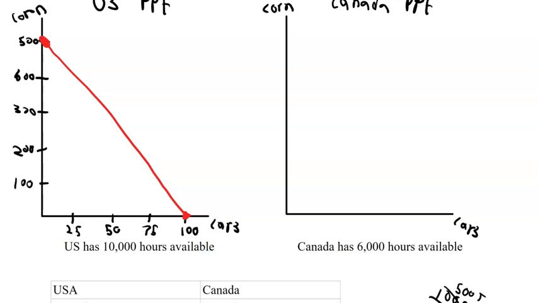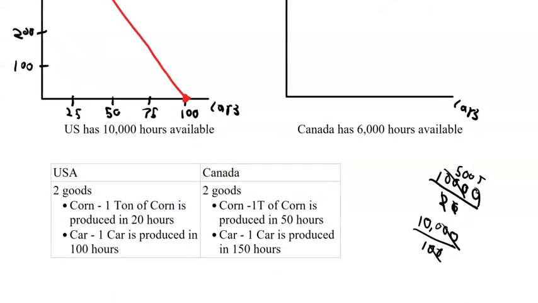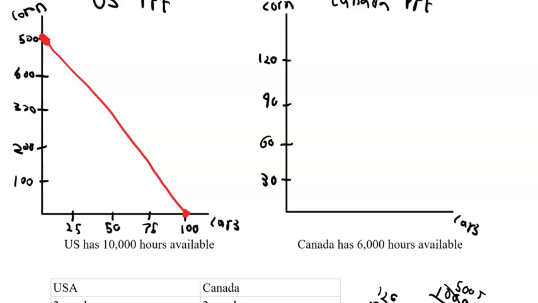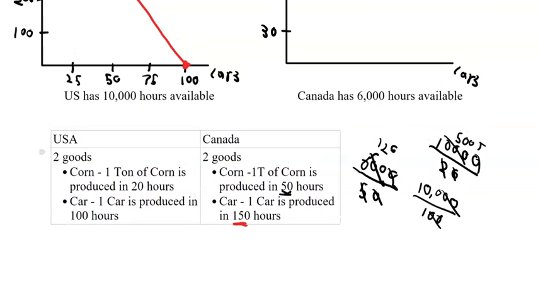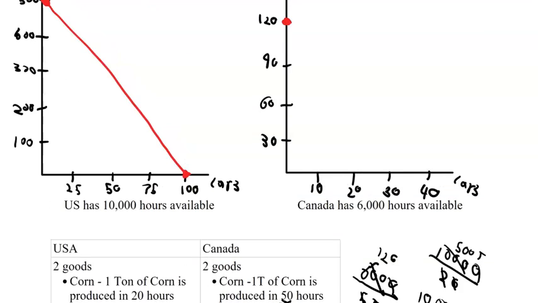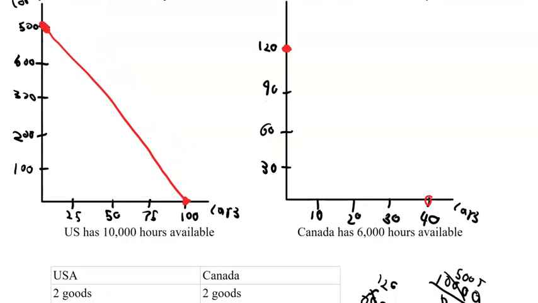Now for Canada, since we have 6,000 hours available, and each ton of corn requires 50 hours to make, 6,000 divided by 50 would be 120. So one point will be up here. Now for cars, one car requires 150 hours. So 6,000 divided by 150 would be 40. So we have 40 cars, and that's the other point. So my PPF will be the straight line.